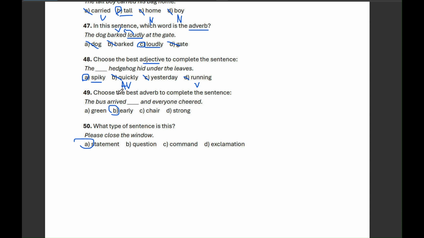Question 49. Now we need to choose the best adverb for the sentence. The bus arrived blank and everyone cheered. The choices provided are A, green, B, early, C, chair, and D, strong.